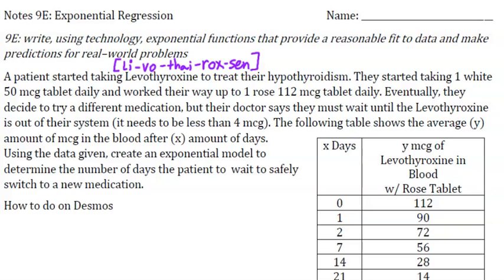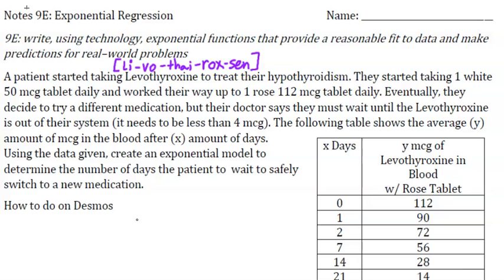The following table shows the average Y amount of micrograms in the blood after X amount of days. Using the data given, create an exponential model to determine the number of days the patient has to wait to safely switch to a new medication.